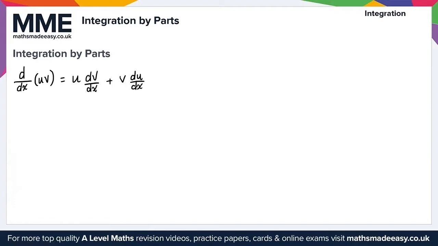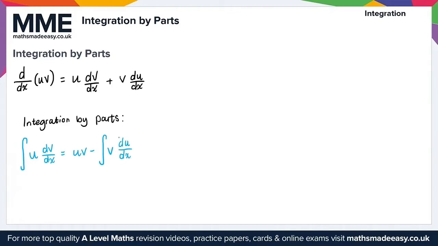Now integration by parts is the reverse of this. So for integration by parts, we'll denote this in a different colour just to highlight it. So let's say we do this in blue here. So integration by parts is the integral of u dv by dx, and this is equal to uv minus the integral of v du by dx. Okay, so that's our result for integration by parts.